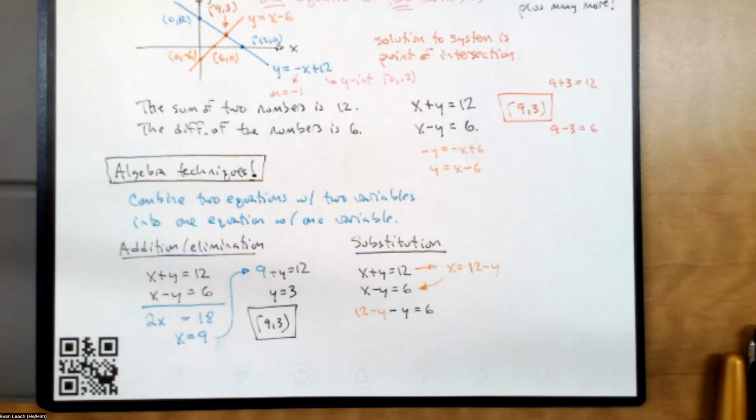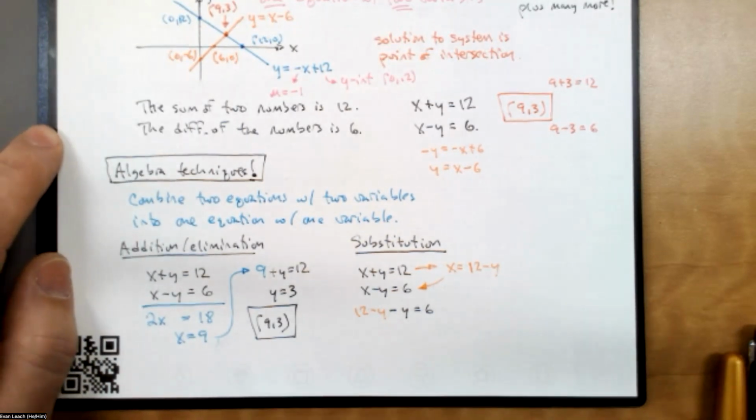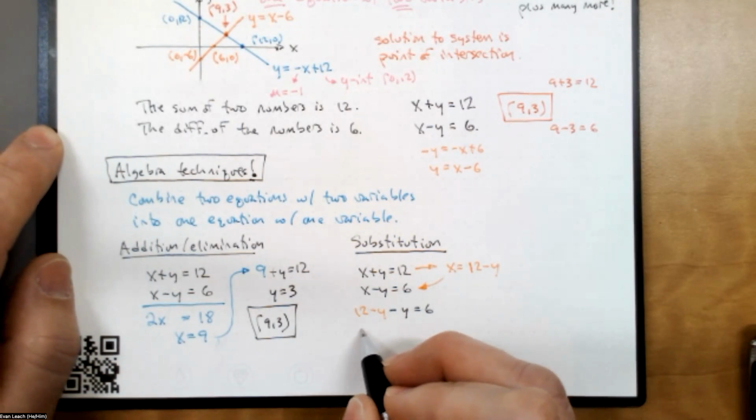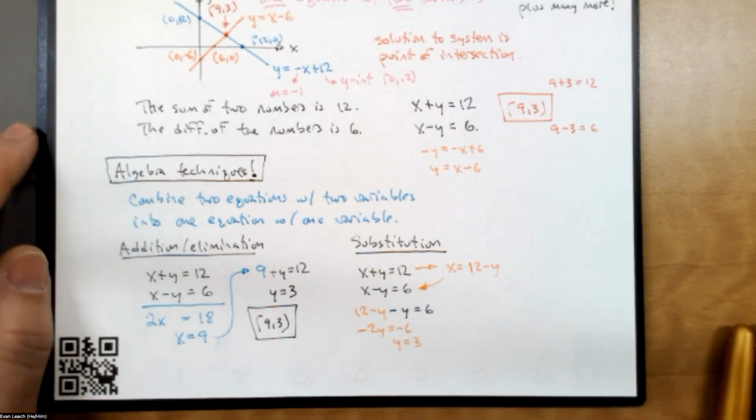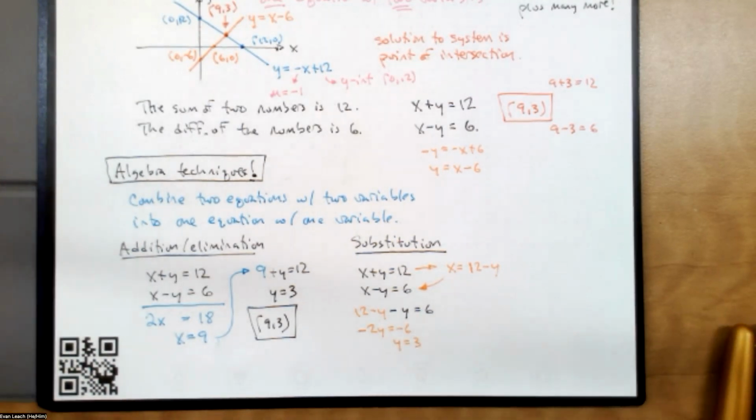So now on the left, I have minus 2y. I'll subtract 12 from both sides. Minus 2y equals negative something. And so y is equal to 3. Once I have half the point, y equals 3, I can just plug it in to find the other half.